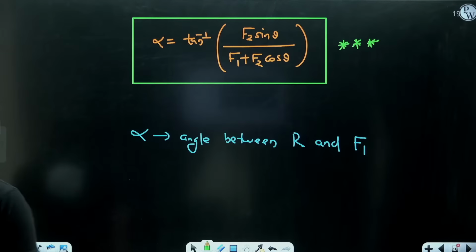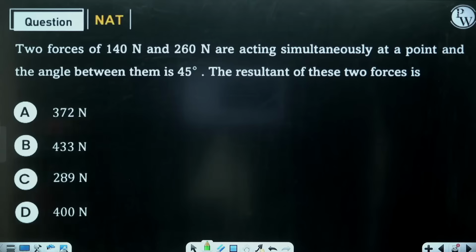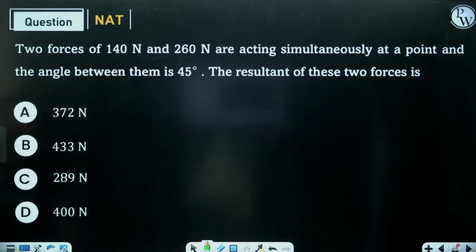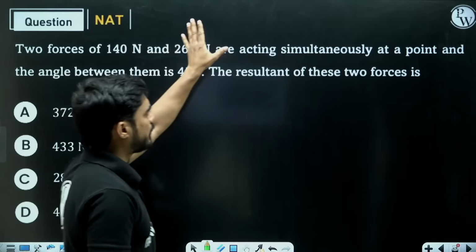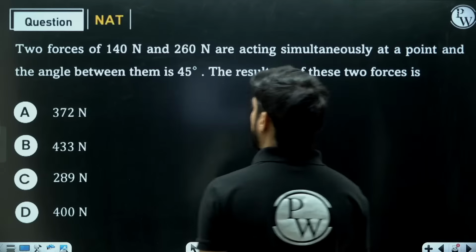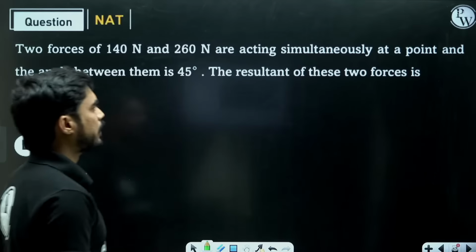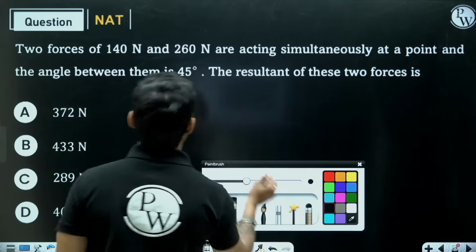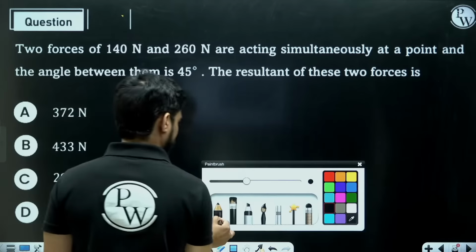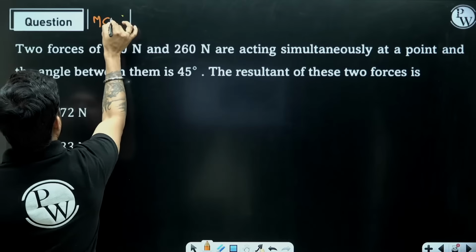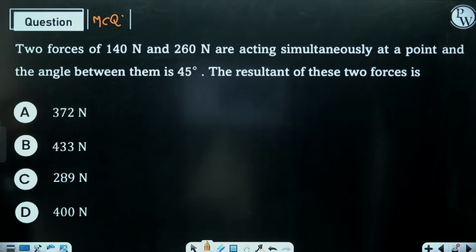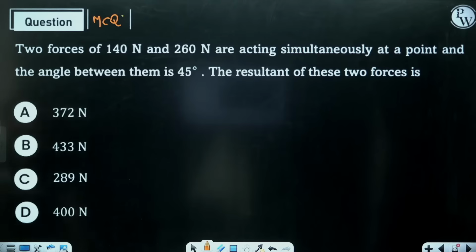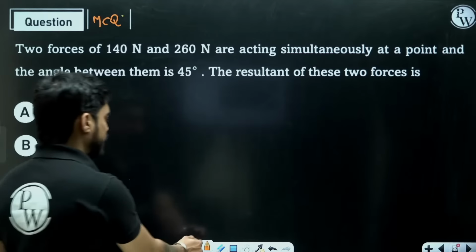Chalo. Let's solve a few problems, and this is the first problem, a very basic problem. I just want you to understand how to put values in that formula. Two forces of 140 Newton and 260 Newton are acting simultaneously at a point, and the angle between them is 45 degree. The resultant of these two forces is. This is an MCQ question. We need to find the resultant of these two forces.